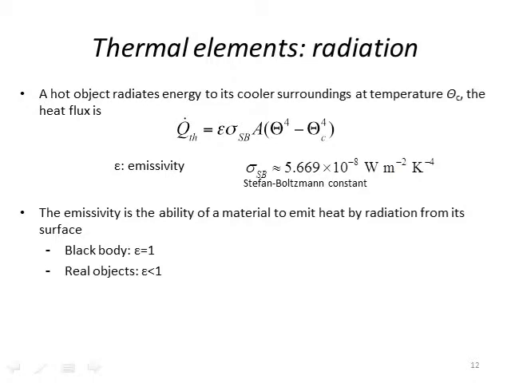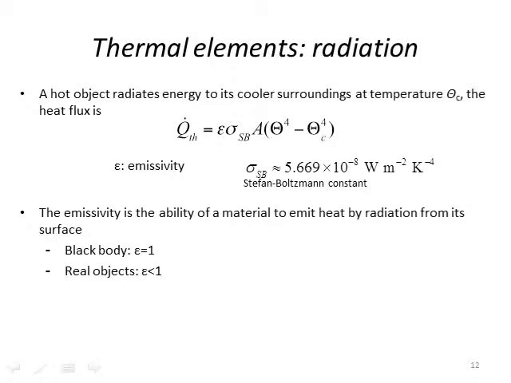Now, thermal radiation. We can use the well-established temperature to the fourth power relationship, where sigma SB is the Stefan-Boltzmann constant, and epsilon is emissivity. Emissivity is essentially a material parameter that describes how well a surface can emit radiation.